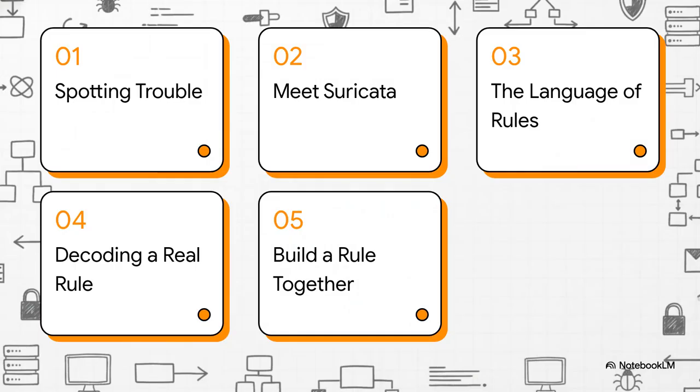All right, so here's the game plan. First, we're going to start with the big picture. How do you even spot bad stuff on a network in the first place? Then, we'll get introduced to our main tool, this digital guard called Suricata. After that, we'll learn to speak its language, we'll take a real-world rule and break it down, and then, the best part, we'll put it all together and build one ourselves.